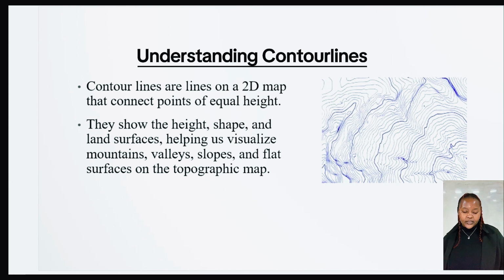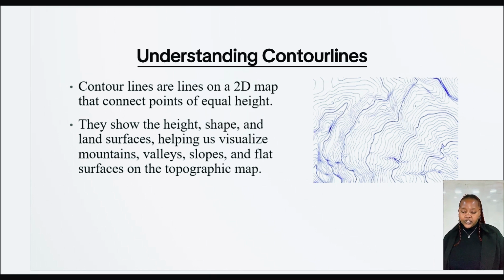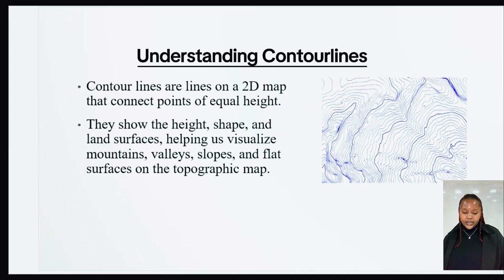What are contour lines? Contour lines are lines on a 2D map that connect points of equal heights. They show the heights and the shape of land surfaces. They help us visualize mountains, valleys, slopes, and flat surfaces on a topographic map.